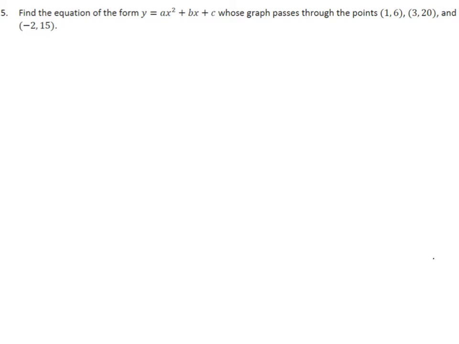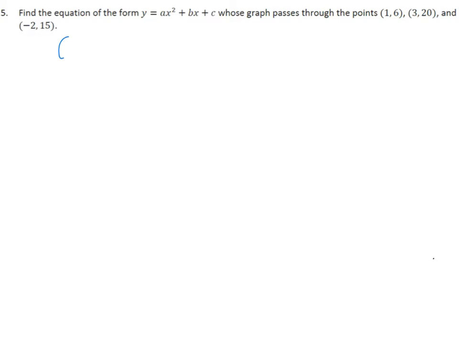In question number 5 here, they want us to find the equation of the form y equals ax squared plus bx plus c, whose graph passes through the points 1, 6 and 3, 20 and negative 2, 15. So let me rewrite this so that it is more clear here.